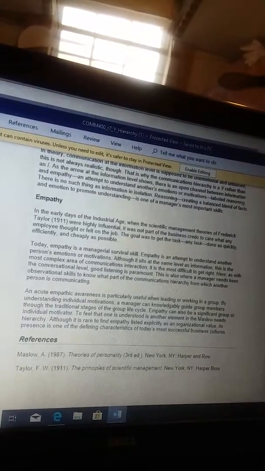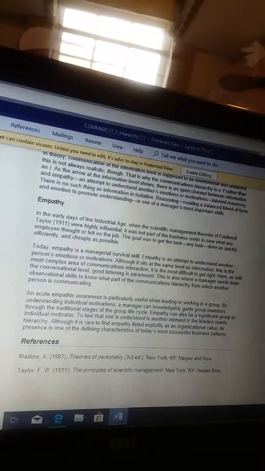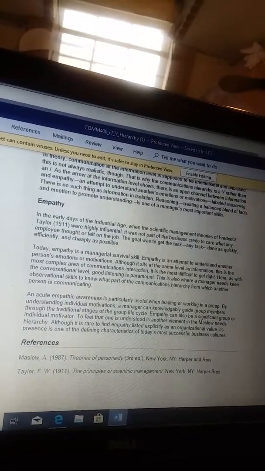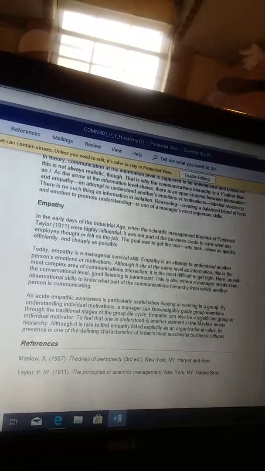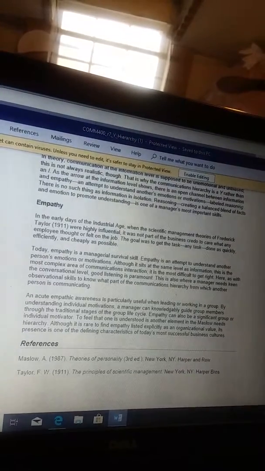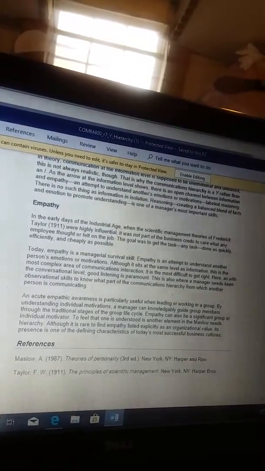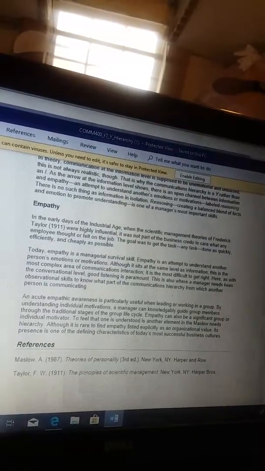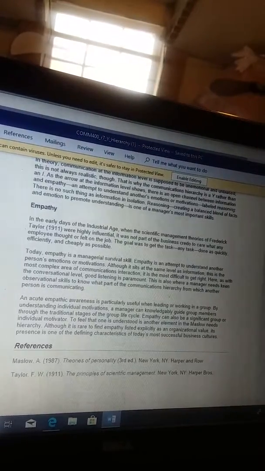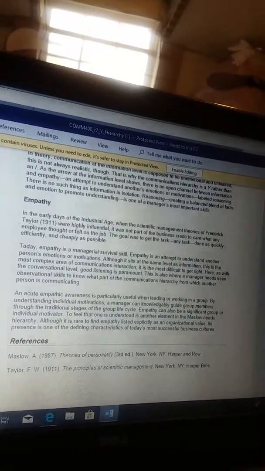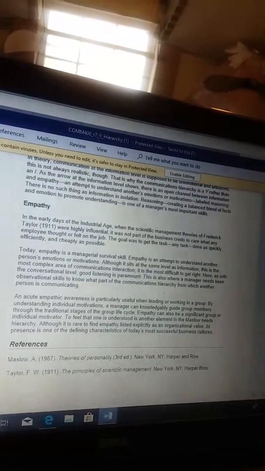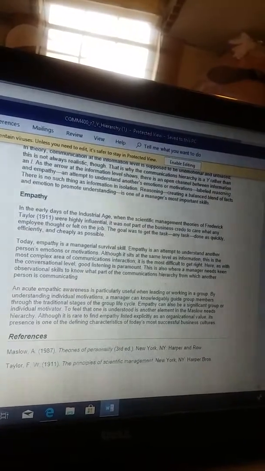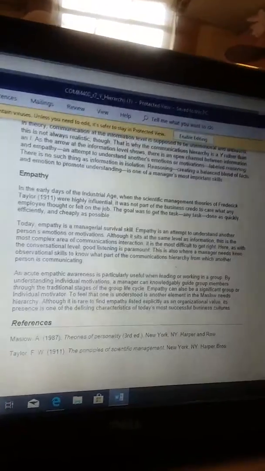By understanding individual motivations, a manager can knowingly guide group members through the traditional stages of the group life cycle. Empathy can also be a significant group or individual motivator. To feel that one is understood is another element in the Maslow hierarchy of needs. Although it is rare to find empathy listed explicitly as an organizational value, its presence is one of the defining characteristics of today's most successful business cultures.